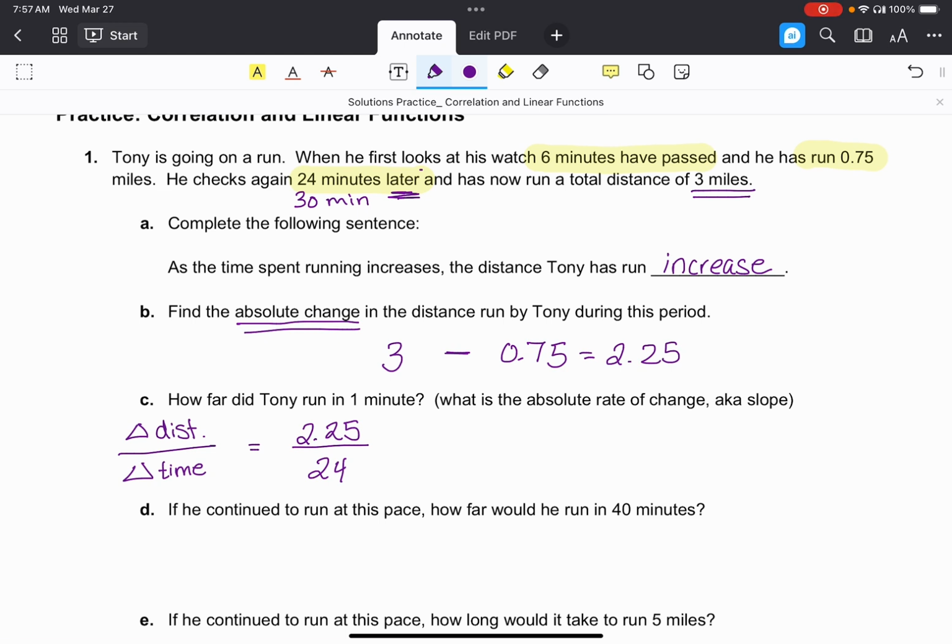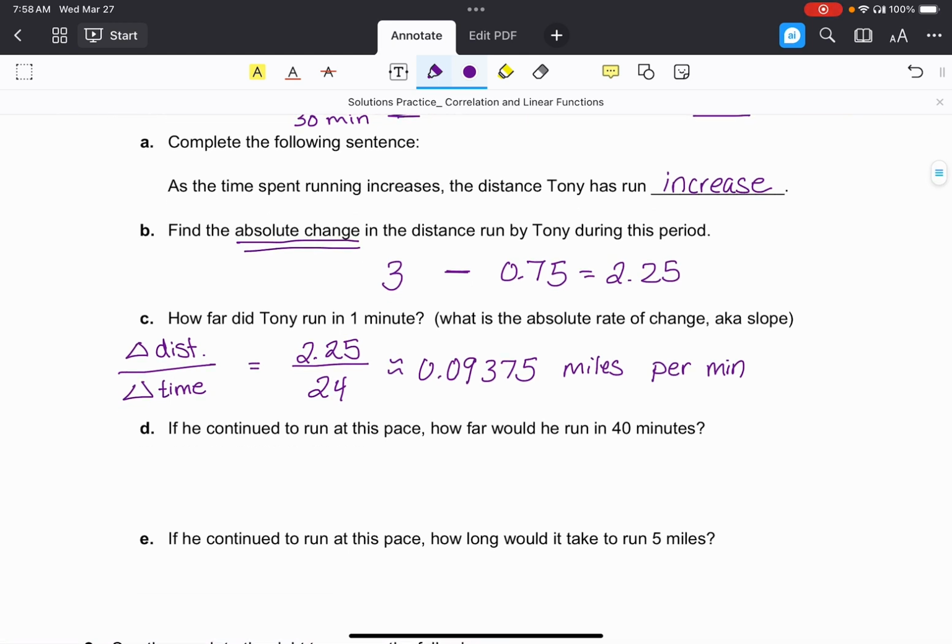And so 2.25 divided by 24 comes out to about 0.09, and there's a whole decimal here. I'm going to write it down. You don't need to. You could have rounded. And that's miles per minute. So each minute that goes by, he runs that many miles.